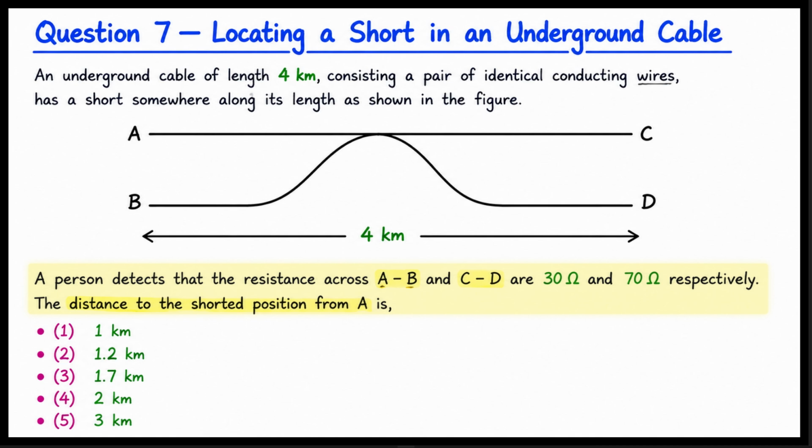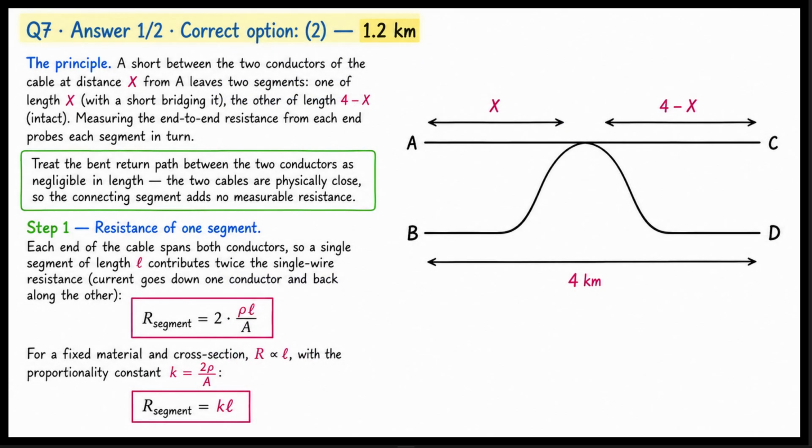The key insight is that each measurement probes a different segment of the cable. The short divides the cable into 2 pieces, and the 2 measurements give us 2 equations in 2 unknowns: the distance x and the cable's per kilometer resistance. The principle: a short between the 2 conductors at distance x from end A leaves a segment of length x on the A side with a short across it, and a segment of length 4 minus x on the C side that is intact. Each measurement of end-to-end resistance probes one segment at a time.